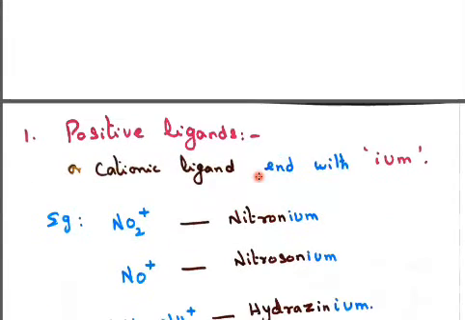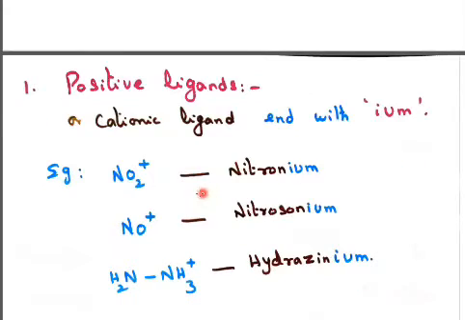Let us see the positive ligands, the cationic ligands. So it is positive, so it ends with -ium. For example, NO2 plus is nitronium, NO plus is nitrosonium, and NH2-NH2 is called hydrazine. This hydrazine is used as a fuel in rockets. So remember like this, rocket fuel is hydrazine.